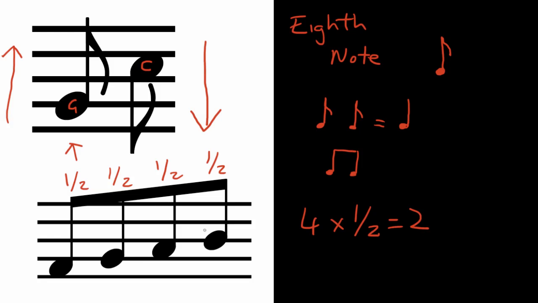Which means that to play all of these notes, we would need two beats, or the same amount of time as to play one half note. Now, of course, we might want to show a note that's even shorter than this in the music. So how do we do that?